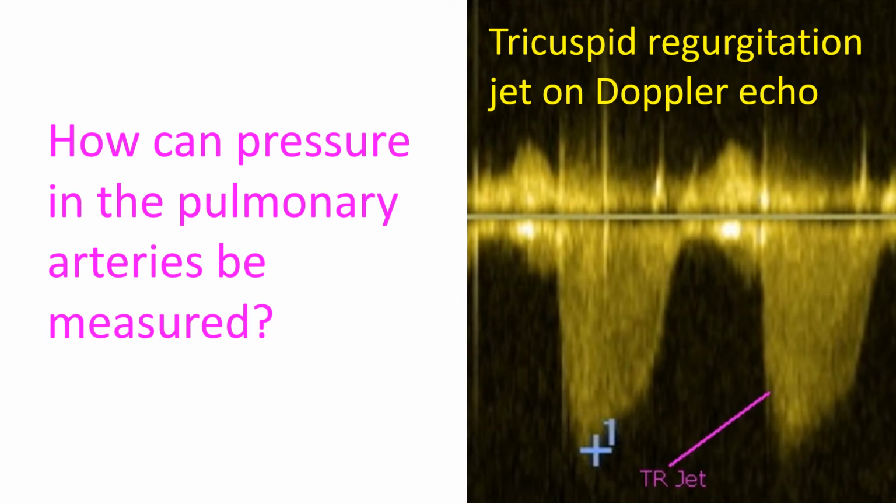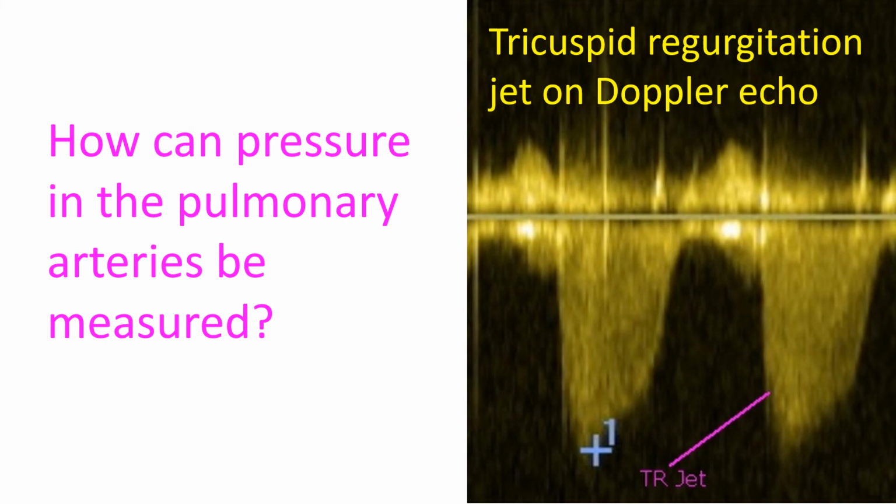Usually, pressure in the right ventricle and the pulmonary artery, the main blood vessel which takes blood to the lungs from the right ventricle, are the same when the right ventricle contracts, systolic pressure. To be more accurate, 10 is added to the measured gradient to get the estimated right ventricular systolic pressure, as the normal pressure in the right atrium is about 10 millimeters of mercury.